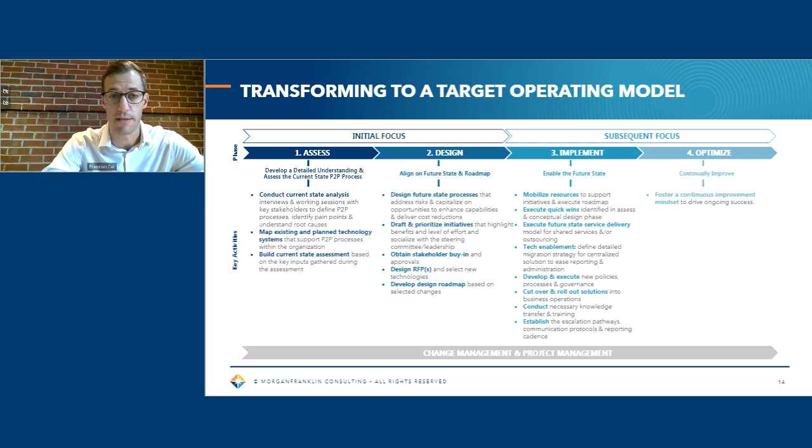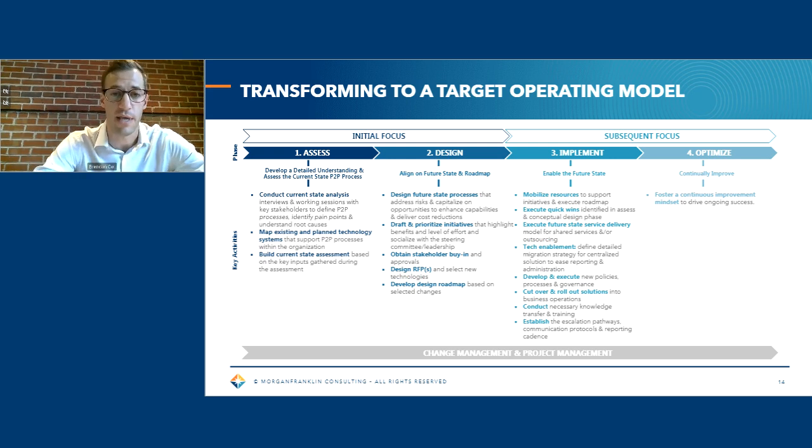So assess is all about understanding the current state, conducting workshops to map out the end-to-end P2P process to identify those key activities and what the supporting technologies are. But it's also really important, to the extent practical, to get all the stakeholders in a room and start to understand what the pain points are, and more importantly, what's the underlying root cause of those pain points. Because with that current state understanding, you can begin to design a future state that alleviates those pain points by addressing the root cause and enabling the organization to capitalize on those opportunities for better strategic delivery.